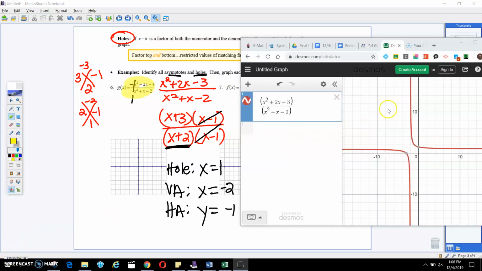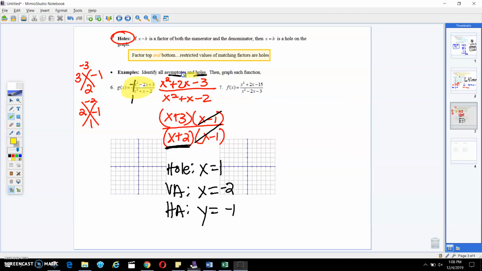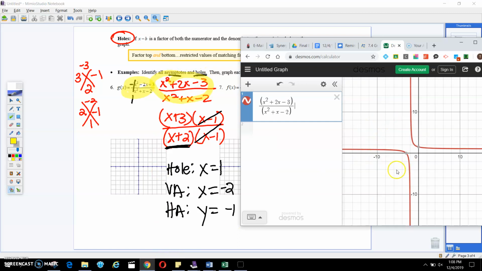All right, so if you graph this equation, this is what it should look like. Okay, so I graphed this guy right here just to make my life a little bit easier. What you're going to notice is that there's a vertical asymptote at x equals -2, so right in here. And you've got a horizontal asymptote at y equals -1, as well as a hole at x equals 1.